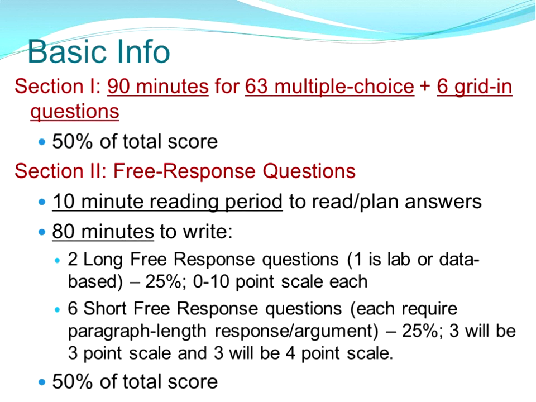So 63 multiple choice questions. There will be A, B, C, or D as the choices, so only 4 choices. And then there will be 6 grid-in responses. That would be something that will require some kind of calculation, and you'll have to grid in a numerical answer for those 6 grid-in responses. Section 1 counts for 50% of your total score.